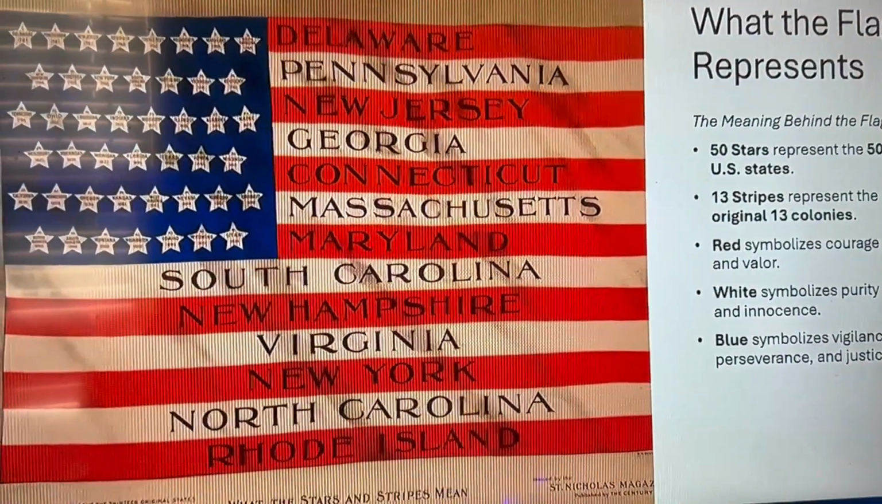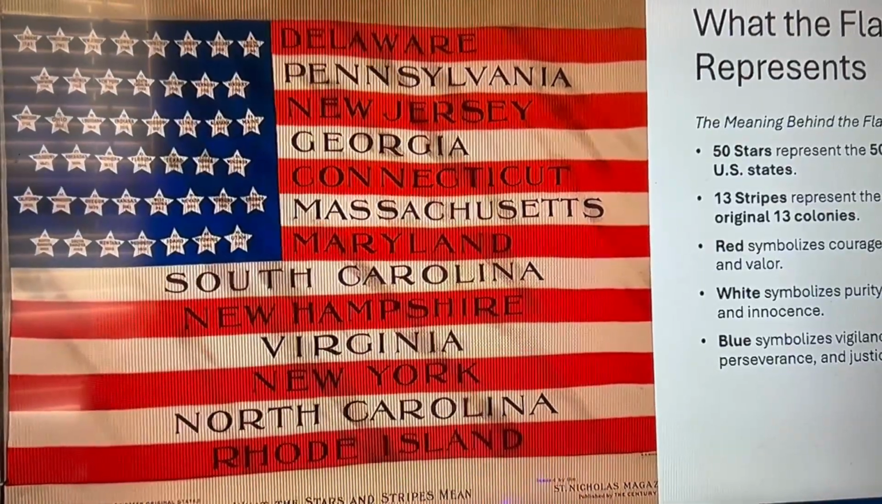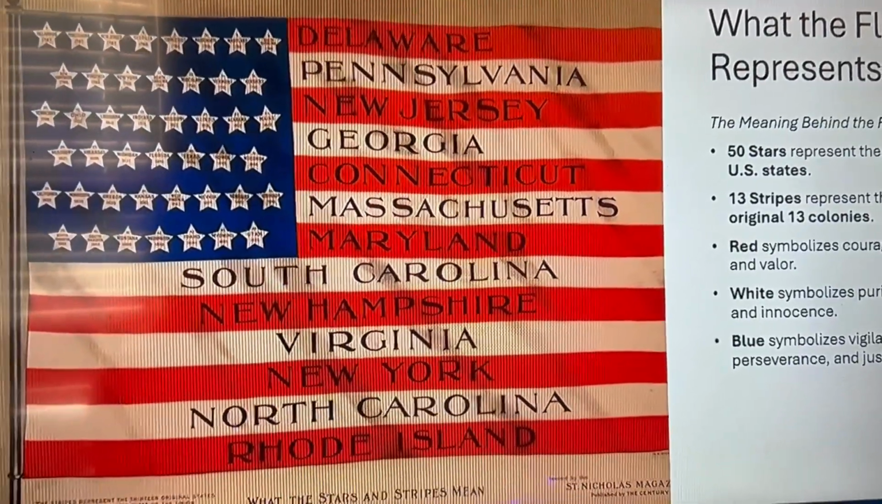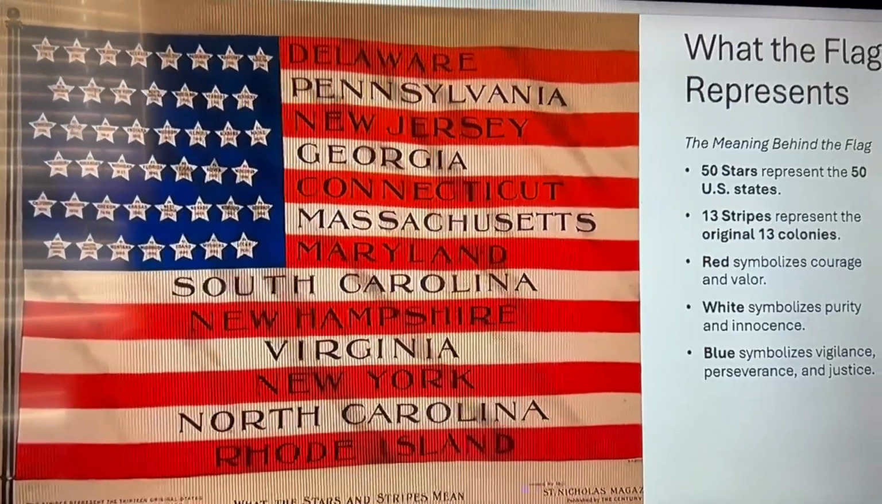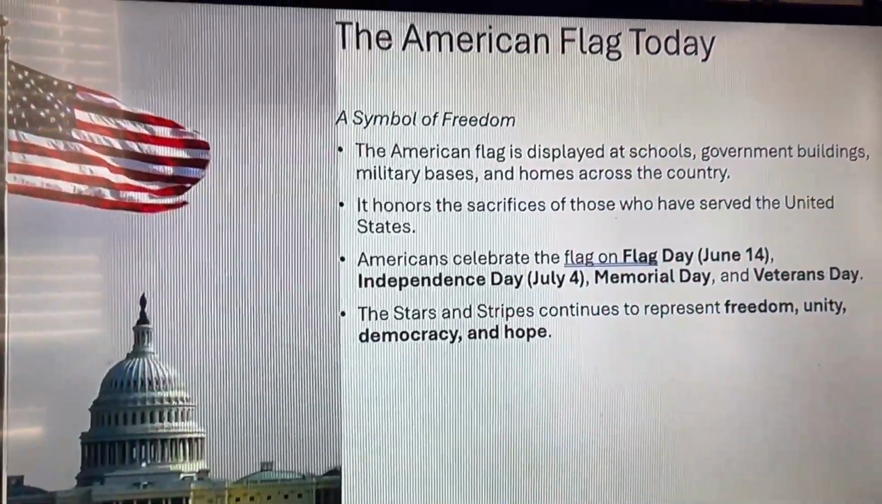And I didn't know, but all the stripes represent the 13 states, it says there. Then, of course, the stars represent all 50 states. But the 13 original colonies, that's what the stripes are for.